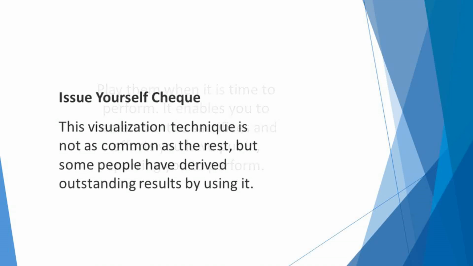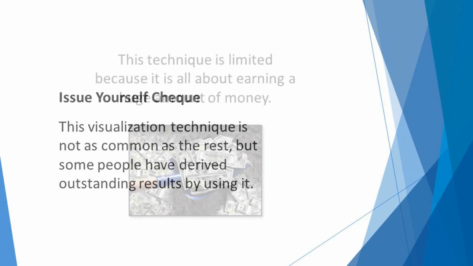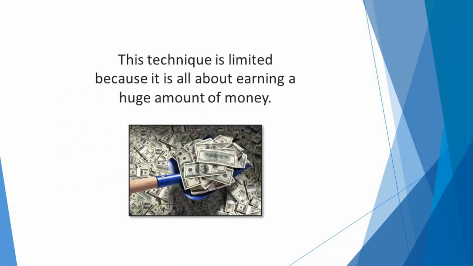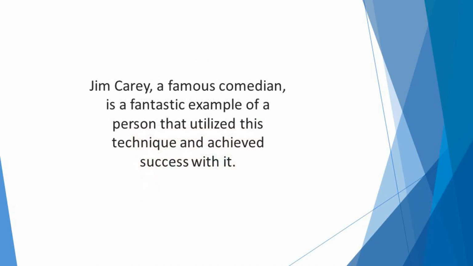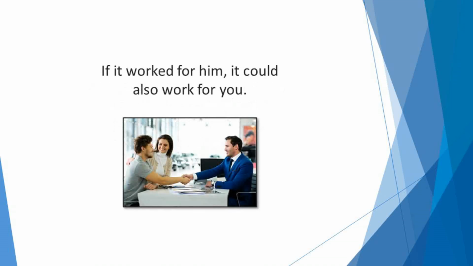Issue yourself a check. This visualization technique is not as common as the rest, but some people have derived outstanding results by using it. It involves writing yourself a check. This technique is limited because it's all about earning a huge amount of money. It is worth a try if you have a plan to become a millionaire at a certain age in life. Jim Carrey, a famous comedian, is a fantastic example of a person that utilized this technique and achieved success with it. He wrote himself a check of $10 million 10 years before he eventually became a millionaire. If it worked for him, it could also work for you.